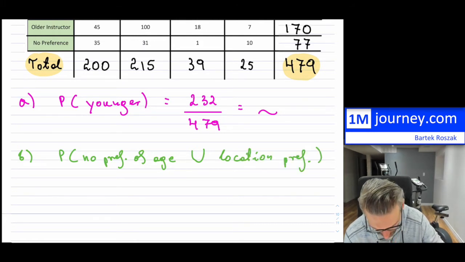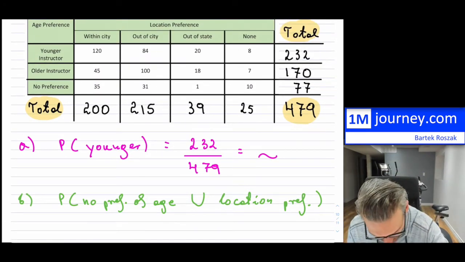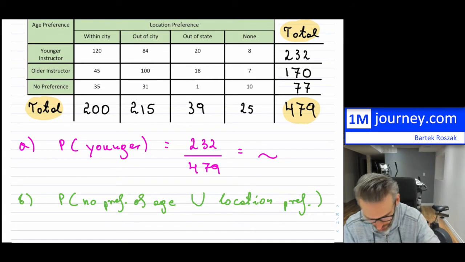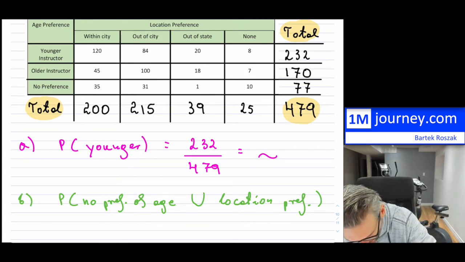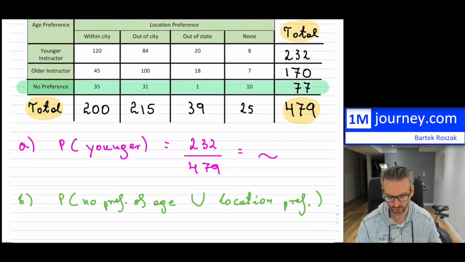So this one is a little bit tricky. Now, no preference of age. Again, what I like to do is go through it. So here is no preference of age. That's this one. That's this entire row right here. Those are all the ones that have no preference of age. So there's really 77 of them, right? So that's what we have there.